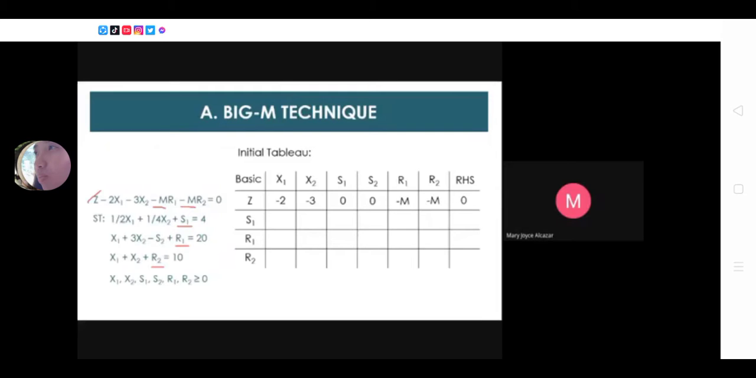Then for S1, that is 1/2 x1 plus 1/4 x2 plus S1 is equal to 4. For the second constraint, that is x1 plus 3x2 minus S2, so that is negative 1 under S2, plus R1 is equal to 20. Then for the last constraint, that is x1 plus x2 plus R2 is equal to 10.